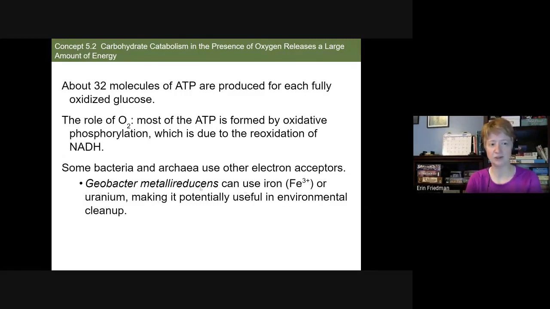So this is not to make you more confused. This is to point out that, yes, there are ways for some organisms to live in the absence of oxygen. They still do these processes. They've just evolved the ability to have a different electron acceptor at the end of their electron transport chain.